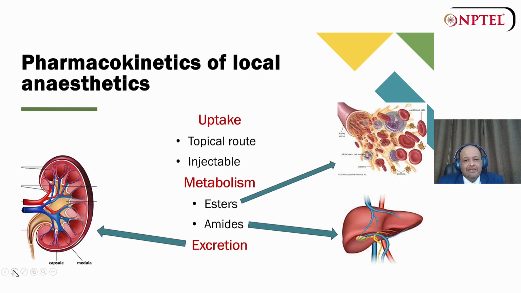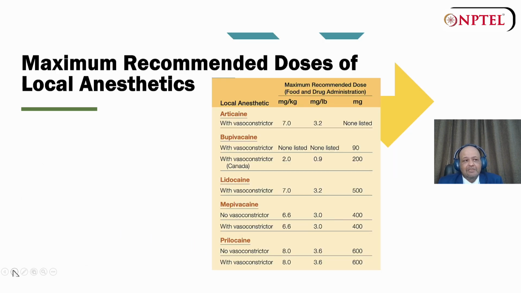The pharmacokinetics of the local anesthetic: the route is by the topical way or the injectable fashion. The metabolism of esters is by the pseudocholinesterase, and of amides is by the hepatic microsomal enzymes, and obviously all of them undergo excretion through the kidney. The maximum recommended dose of local anesthetics: articaine is 7 milligrams per kg body weight with a vasoconstrictor, and without vasoconstrictor is 3.2. Lidocaine is 7, and again 3.2.